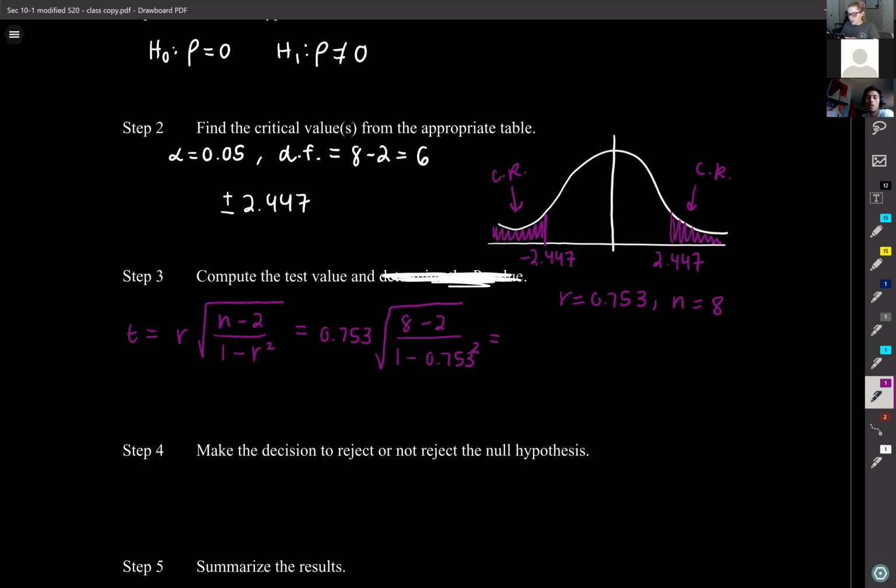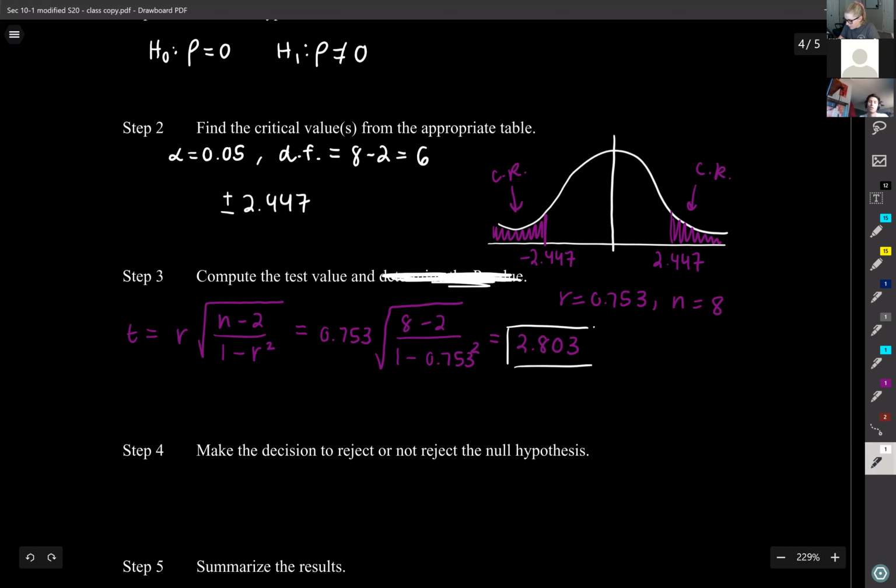All right, let me plug this into my calculator. All right, and I get 2.803. All right, that is my test value.